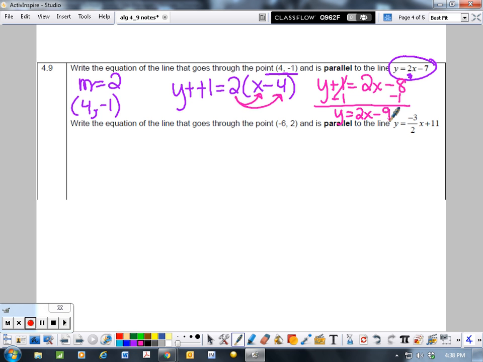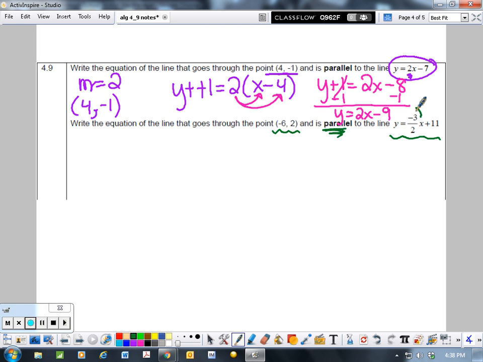Now that we've kind of talked about that, we're just going to go ahead and write our equations in point-slope form. Okay, so write the equation of the line that goes through the point -6, 2, and is parallel to this line. So remember, parallel means the same slope.